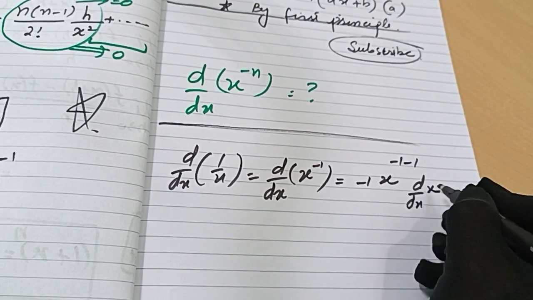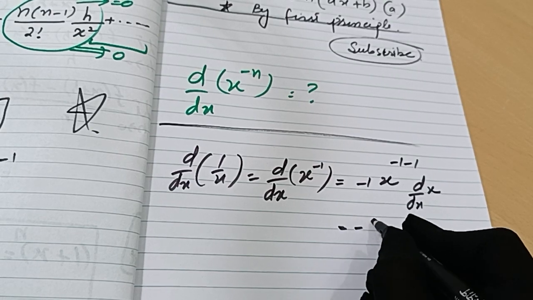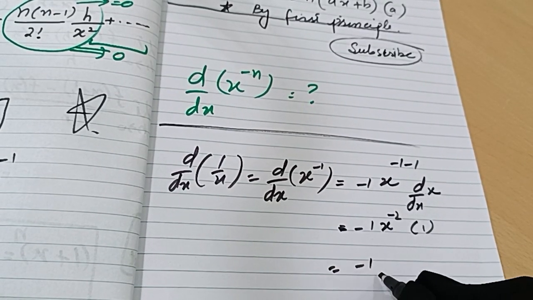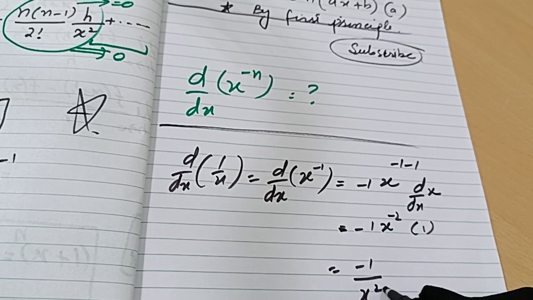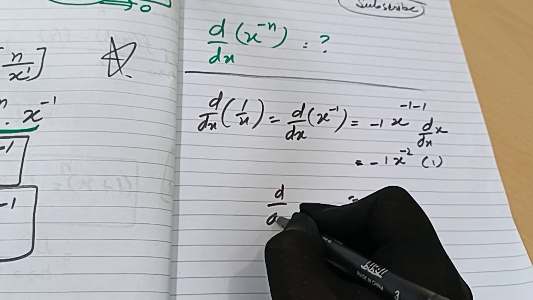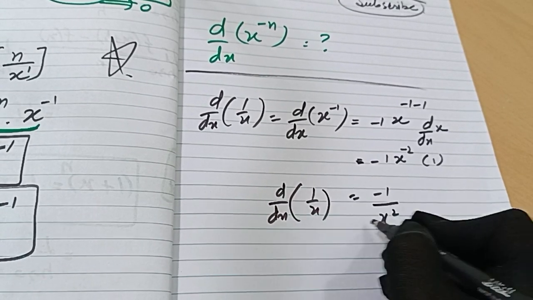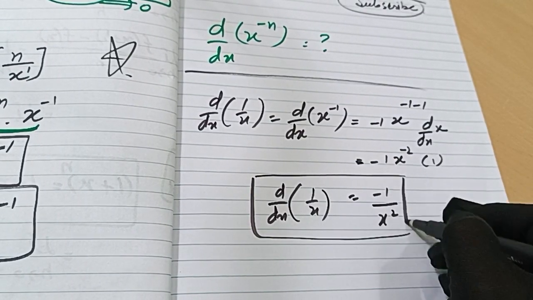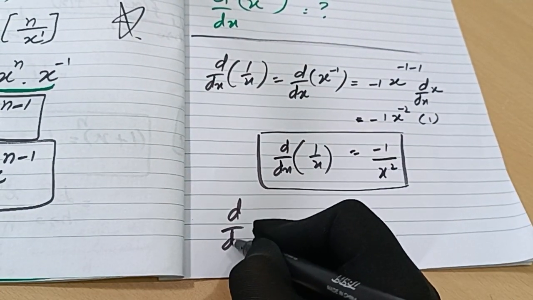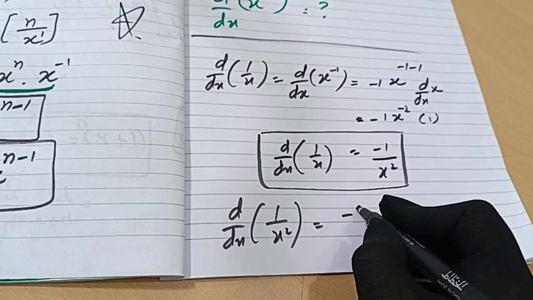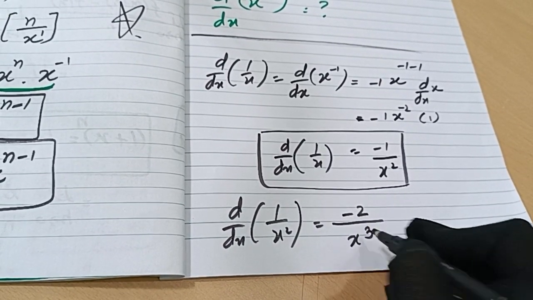So it will be equal to minus 1 times x^(minus 2), which is minus 1 over x square when we bring it down. So the derivative of 1 over x changes to this one. In the same way, you can check that the derivative of 1 over x square will be equal to minus 2 over x cube.